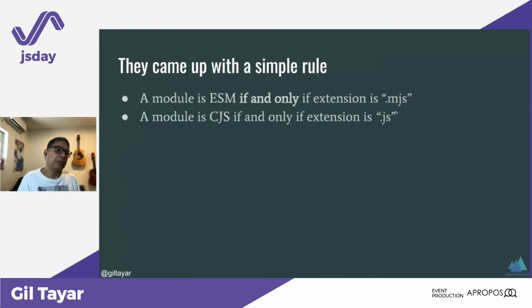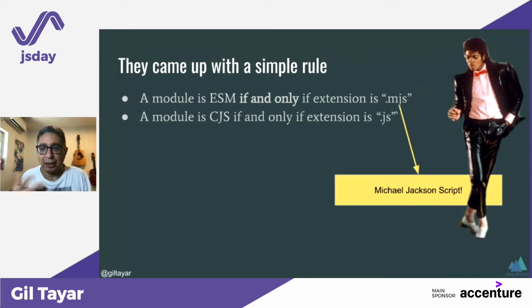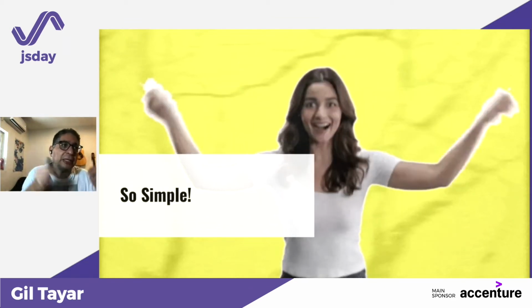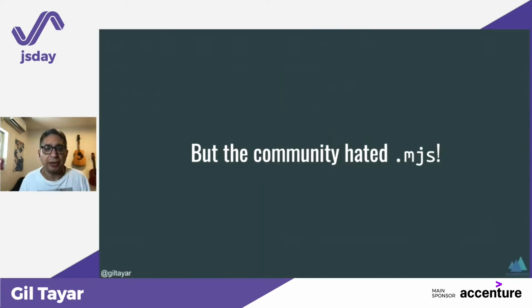And the Node.js work group decided upon a simple rule. Node.js will know that a file is ESM if and only if the extension is MJS, and a file is CJS if and only if the extension is JS. That way, when it loads a file, if it's ending with MJS, it's an ESM and can be run as an ESM. And if it's JS, then it's a CJS file and can run CJS. And a lot of people call the MJS the Michael Jackson script. So it was a very, very simple rule. You immediately understand it, you know it, very, very simple.